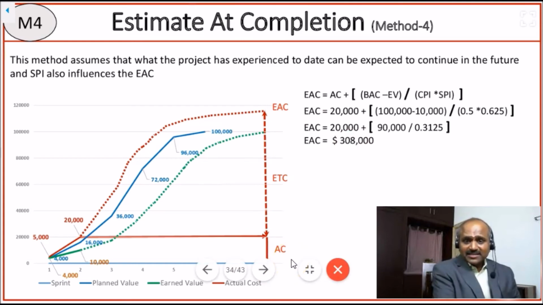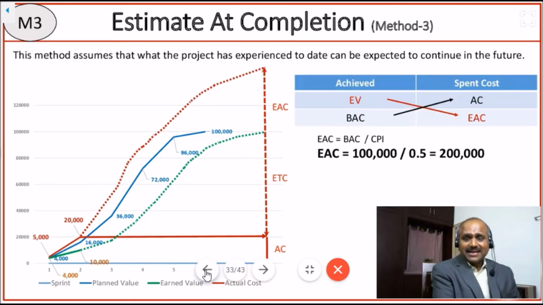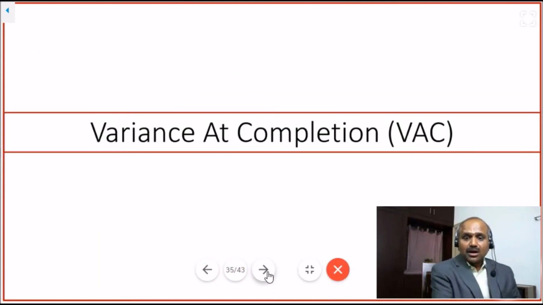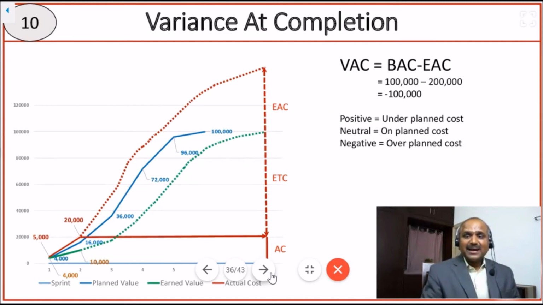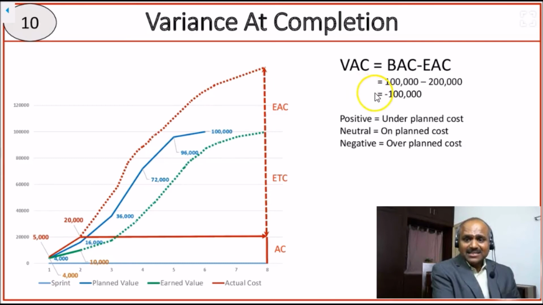So friends, using these 4 methods, we can compute estimated completion. And method 3, which is estimated completion is equal to budgeted completion by CPI, is the method most commonly used. So now we are going to talk about another term called variance at completion. Variance at completion is equal to budgeted completion minus estimated completion. That means this is my budgeted completion, but I am completing at estimated completion. So $100,000 is what I have planned at the beginning of my release planning, total work plan, and I am now saying $200,000 is what it requires to complete. So budgeted completion minus estimated completion, 100,000 minus 200,000, which is equal to minus 100,000. Because it is a negative, it is over the planned cost. So variance at completion is minus $100,000. That means we are over the planned cost by $100,000.